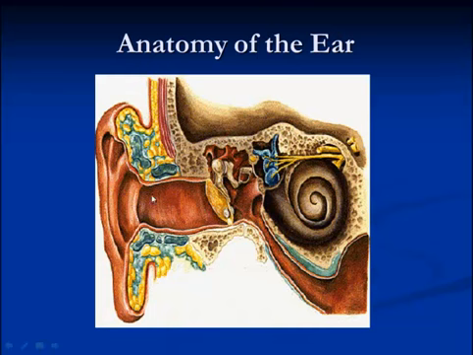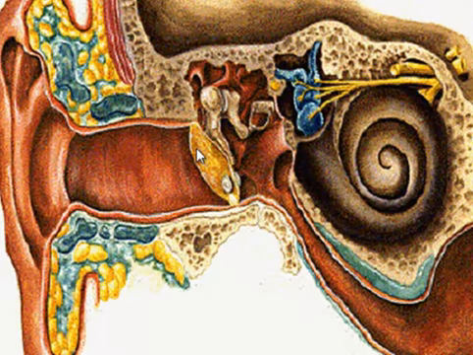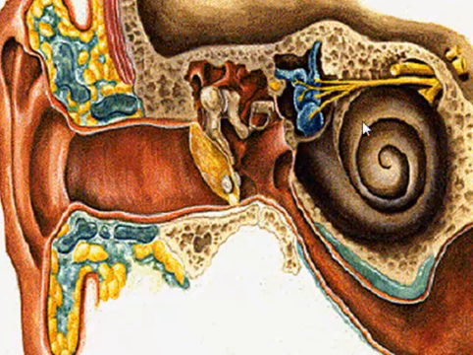But this is the outer ear, and this is the external auditory canal. There's the tympanic membrane, auditory ossicles, bones, and the inner ear of the cochlea.